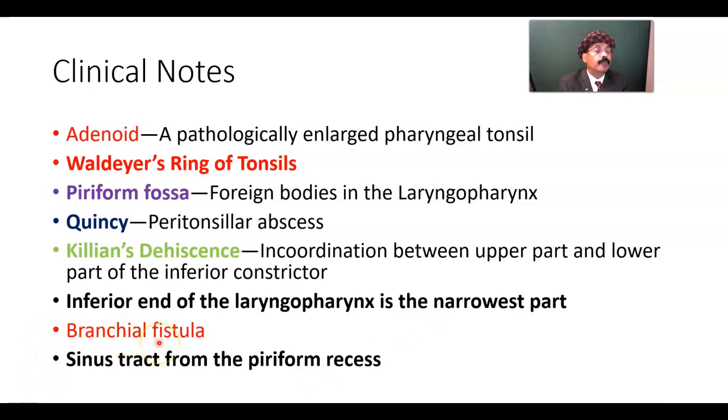Branchial fistula is possible between the tonsillar fossa and the skin in front of the sternocleidomastoid muscle, because the second pharyngeal pouch and second pharyngeal groove may be communicated. A sinus tract from the piriform recess to the thyroid gland is also possible. That may be due to the remnant of the ultimobranchial body embryologically, so it must be removed. In that removal process, the thyroid gland may be resected partly.